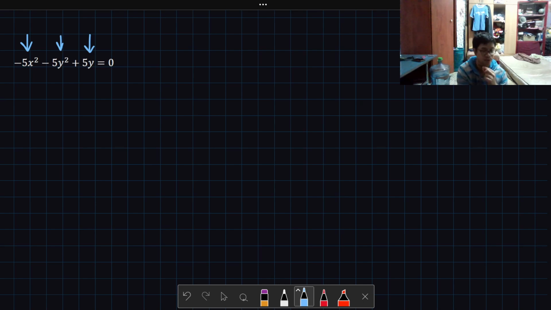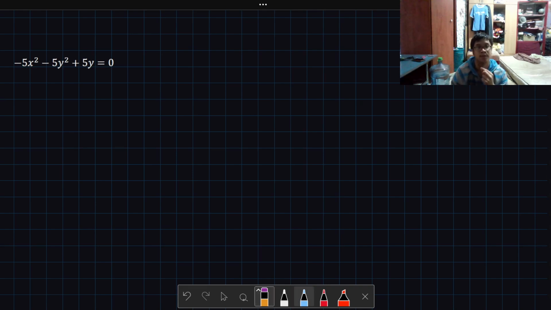Take a look at the problem closely. So you have x squared and y squared, but you have a y term, which is positive 5y. So in this case, the first case is not applicable, but rather the second case. The steps in the second case are just the same application of what we're going to do in this case.